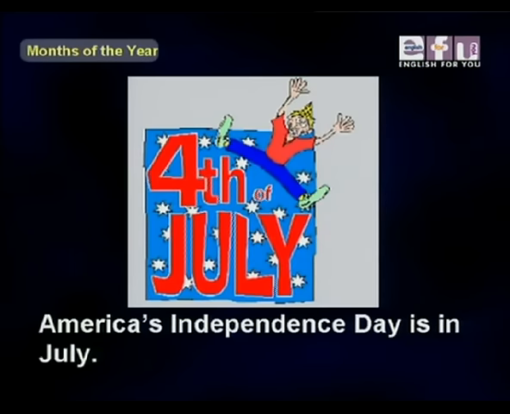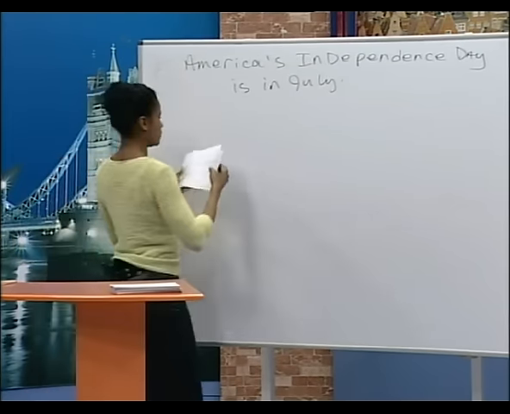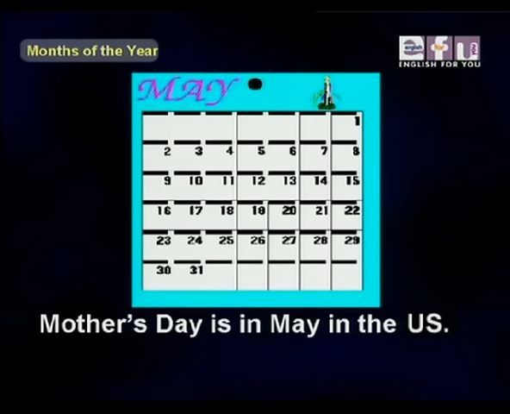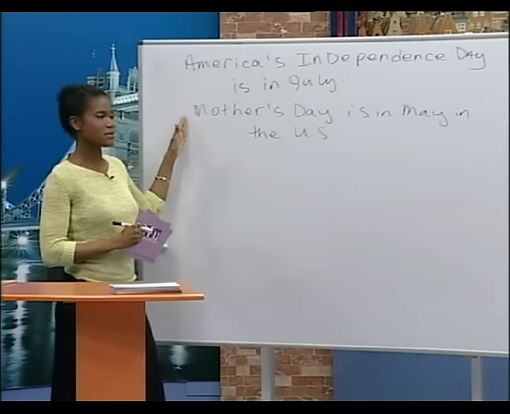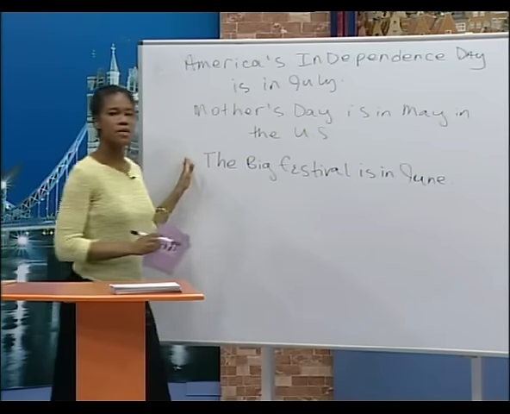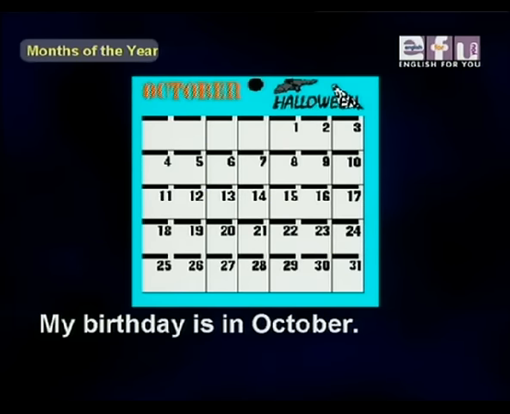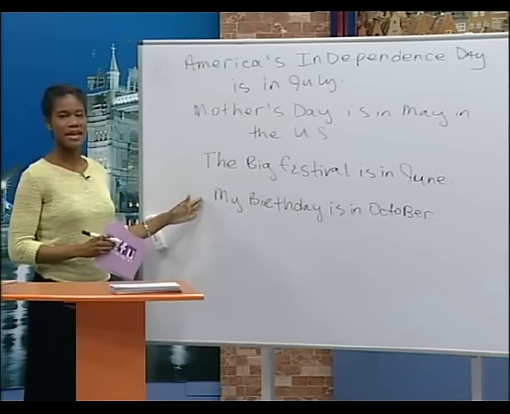America's Independence Day is in July. Mother's Day is in May in the U.S. The big festival is in June. My birthday is in October.